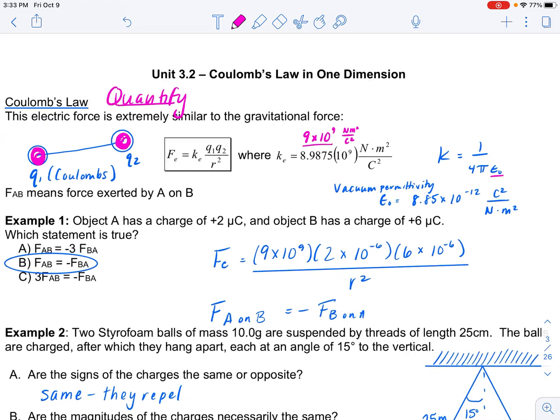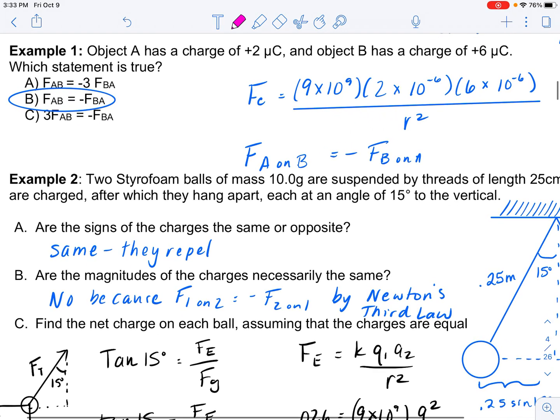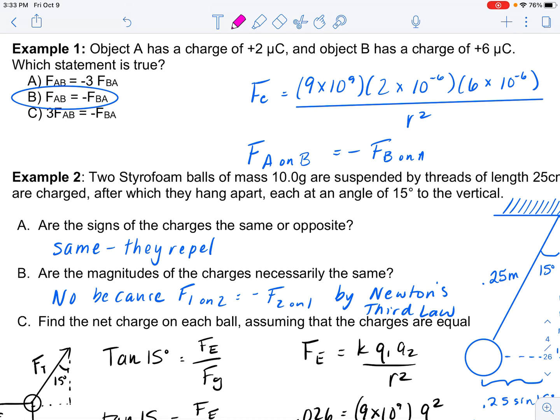Okay, so let's look at an example. Example 1: object A has a charge of 2 microcoulombs and object B has a charge of 6 microcoulombs. Which statement is true? First of all, just for kicks, I'm going to plug this into Coulomb's law. So I've got K, I've got Q1. Notice that micro means times 10 to the negative 6th. And then I've got 6 microcoulombs for charge B.